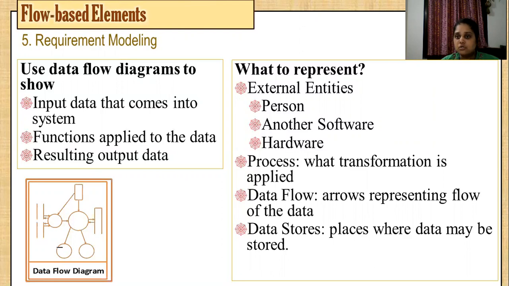Next is data stores. Data stores are nothing but a storage where your data can be stored. Generally, these are databases. So you are representing a total of 4 things in your data flow diagram: the thing that is using your software, the functionalities that are implemented in your software, what kind of data is flowing in and flowing out, and where your data is stored. These 4 things are to be represented in the diagram.